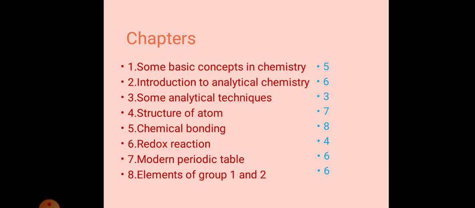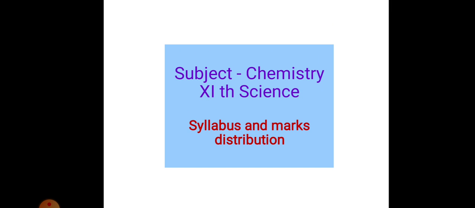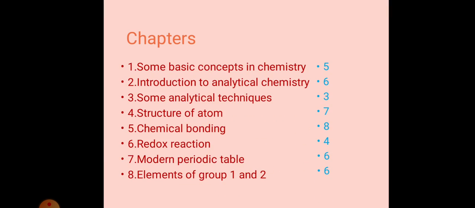Then the fifth one is chemical bonding. Chemical bonding is also a large topic. It carries 8 marks. In this particular topic, we will discuss the types of bond like covalent bond and ionic bond. Then we will see how these bonds are formed. One more important concept to be studied here is hybridization. Then we will see different theories like valence bond theory and molecular orbital theory. So this is a larger topic, and it carries 8 marks.